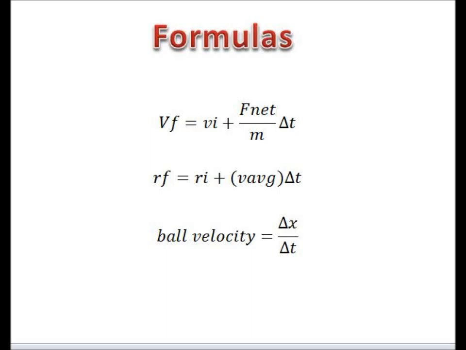A video of a bowling ball moving across the lane at a constant velocity. The formulas that I use in this experiment are: V final equals V initial plus F net divided by mass times delta T; final position equals the initial position plus the average velocity times delta T; and the velocity of the ball is equal to the change in distance divided by the change in time.